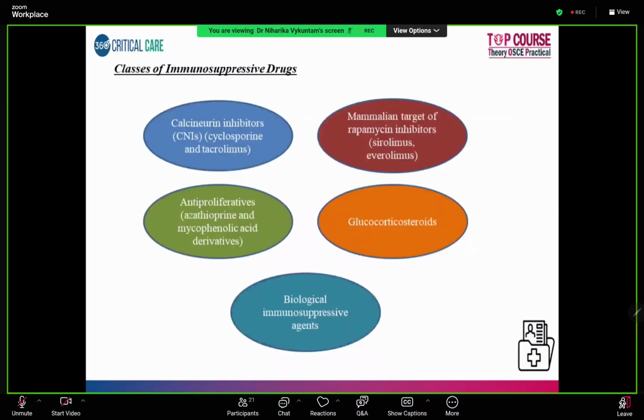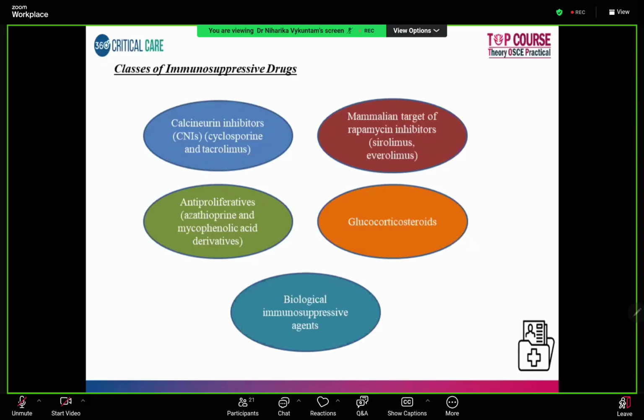Now coming to the classes of immunosuppressive drugs. There are five classes. The first and most common which we use is the calcineurin inhibitors, which include either cyclosporin or tacrolimus. In kidney patients, we usually use tacrolimus. The second one is the mammalian target of rapamycin inhibitors, those are sirolimus and everolimus. The third group are the anti-proliferatives, which are azathioprine and mycophenolic acid. We usually use mycophenolic acid in our kidney transplant patients. The next, glucocorticoid steroids, which we also commonly use. And the fifth one is the biological immunosuppressive agents.